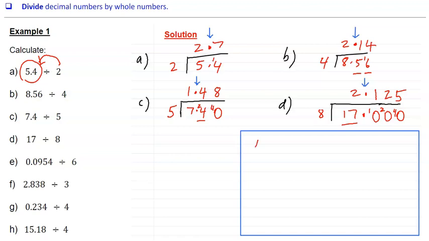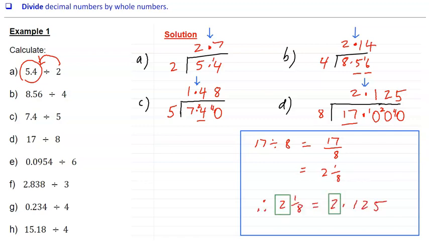Just before we move on, here's something to think about. Appreciate that 17 divided by 8 is the same as the fraction 17 on 8, and that is 2 whole and 1/8. We can say that 2 and 1/8 is equivalent to 2.125 as a decimal value.